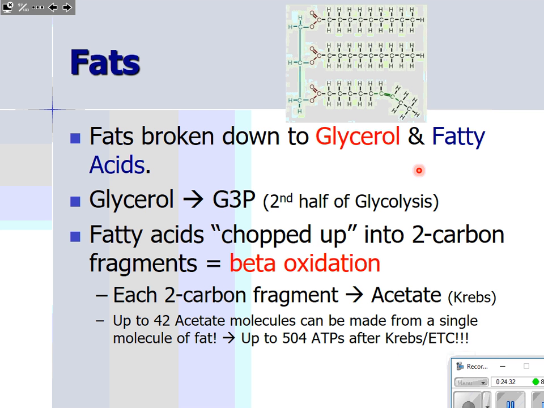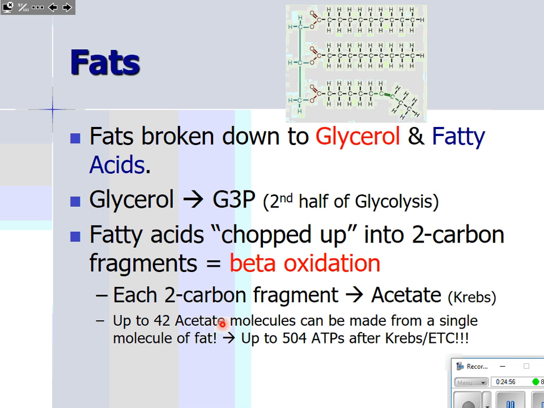I could probably make at least 15 molecules of acetate just by chopping up these 3 fatty acids. And some fatty acids are much, much longer. They just keep going and going. So you can actually make, at least in theory, up to 42 acetate molecules from a single molecule of fat.